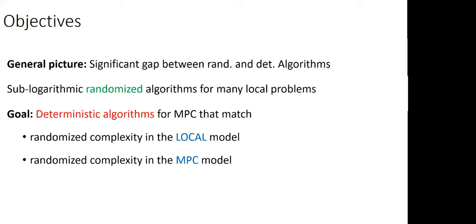To do that, we can think about a two-step approach. First, let's be less ambitious, and at least let's try to have deterministic MPC algorithms that match the randomized complexity in the LOCAL model. The second step, if we start understanding that, we can be even more ambitious, where we try to actually match or get closer to the randomized complexity in the MPC model itself. Okay, so that will be our goal.